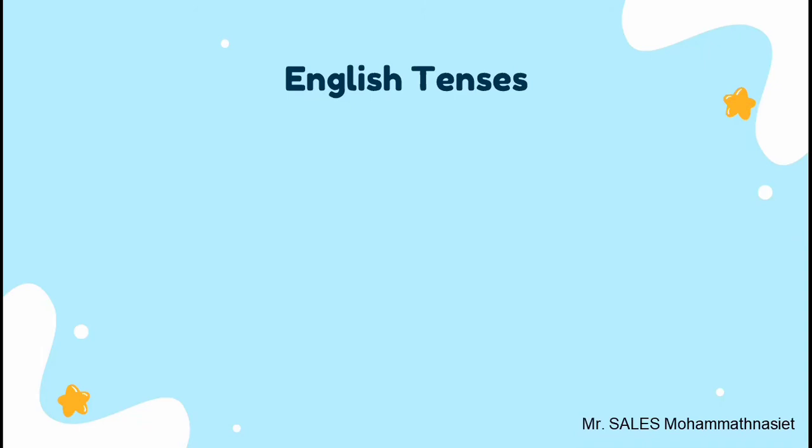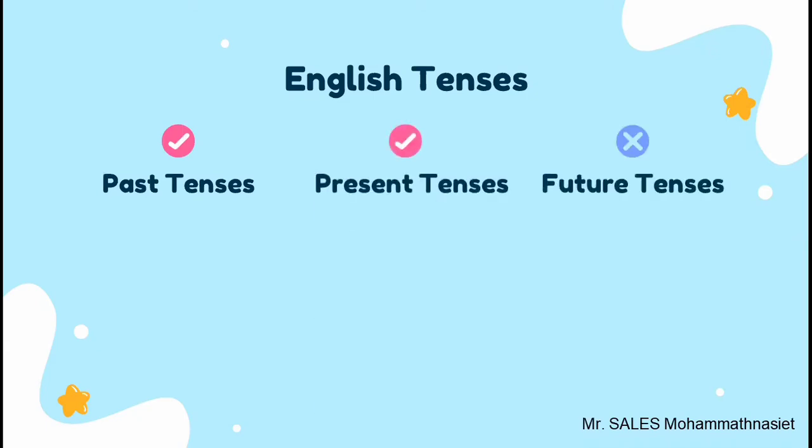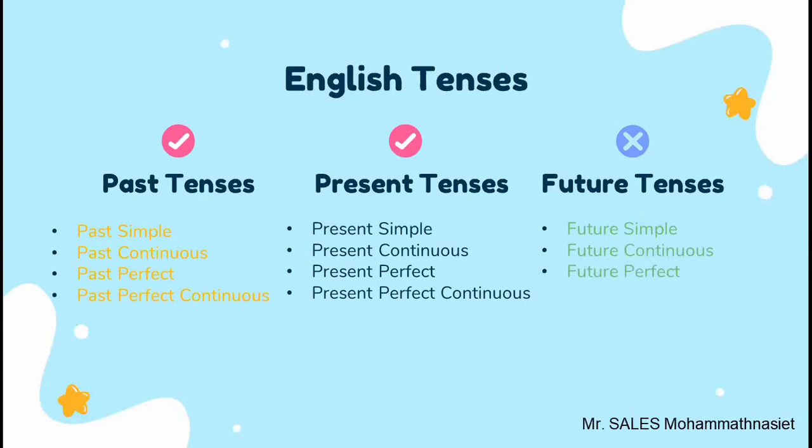By the way, as you have acknowledged, in English there are three main tenses. So we have past tenses, present tenses, and future tenses. In past tenses we have past simple, past continuous, past perfect, and past perfect continuous. Similarly, in present tenses, we have present simple, present continuous, present perfect, and present perfect continuous. Likewise, for the future, we have future simple, future continuous, future perfect, and future perfect continuous.